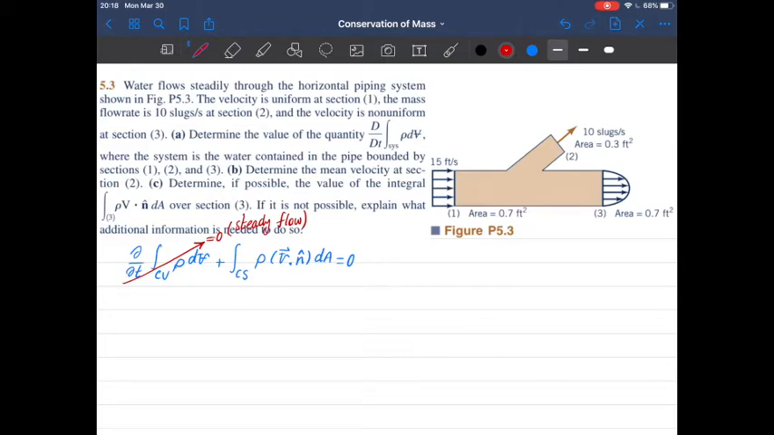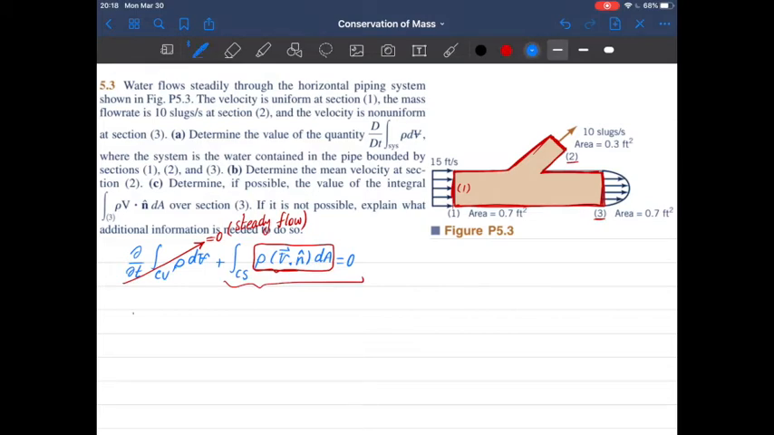So now we can write this integration for the different surfaces that we have. So this was our control volume, and this is the surface that we have as the control surface. So we need to write this for all the surfaces that we have. So here is surface number 1, here is surface number 2, and here is surface number 3.